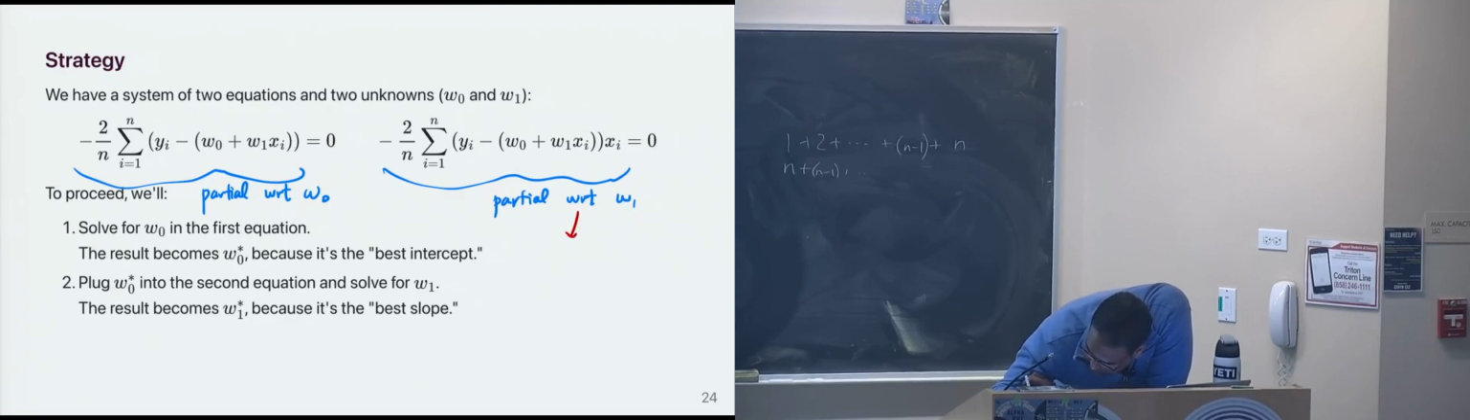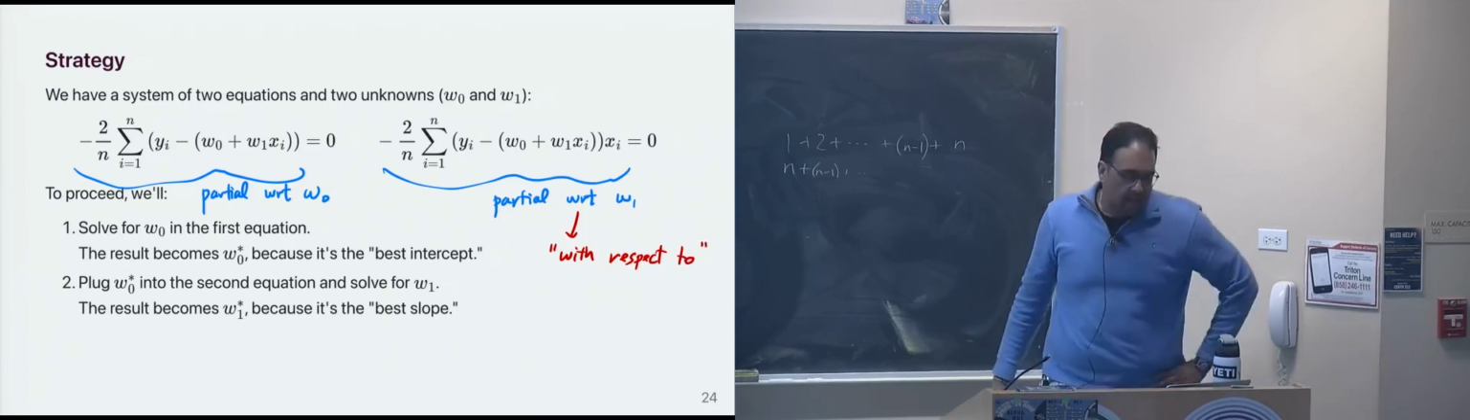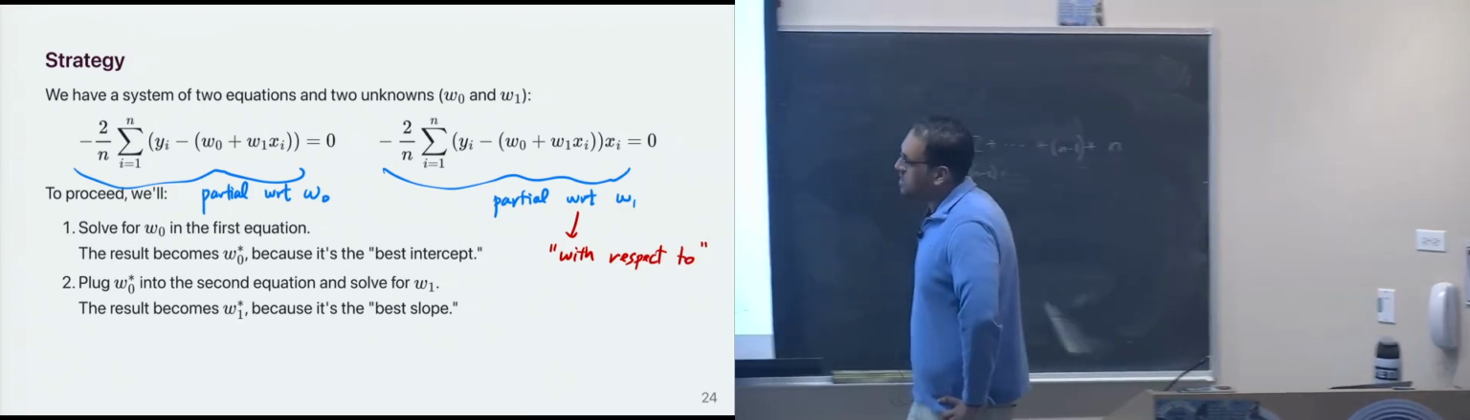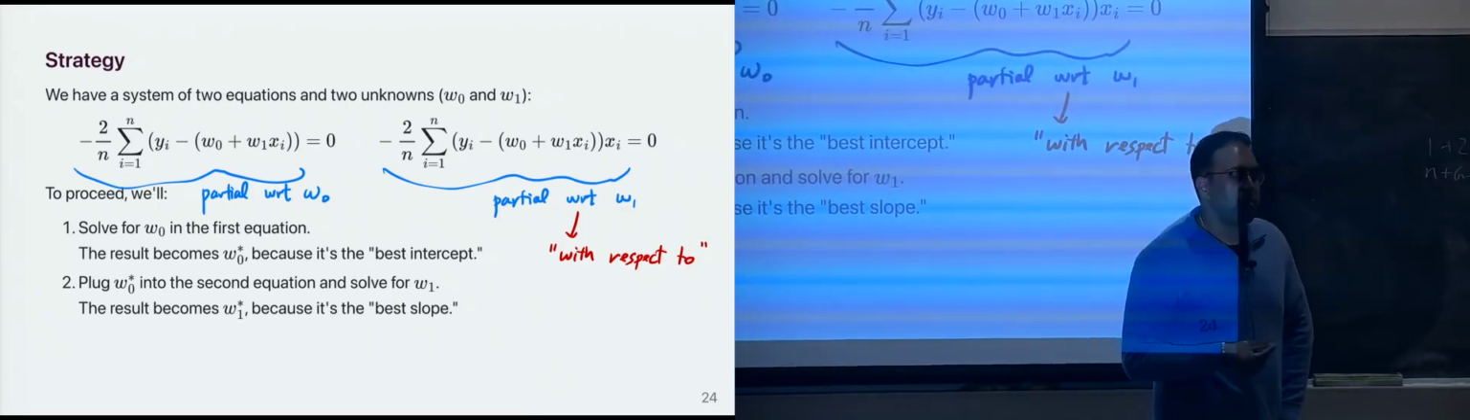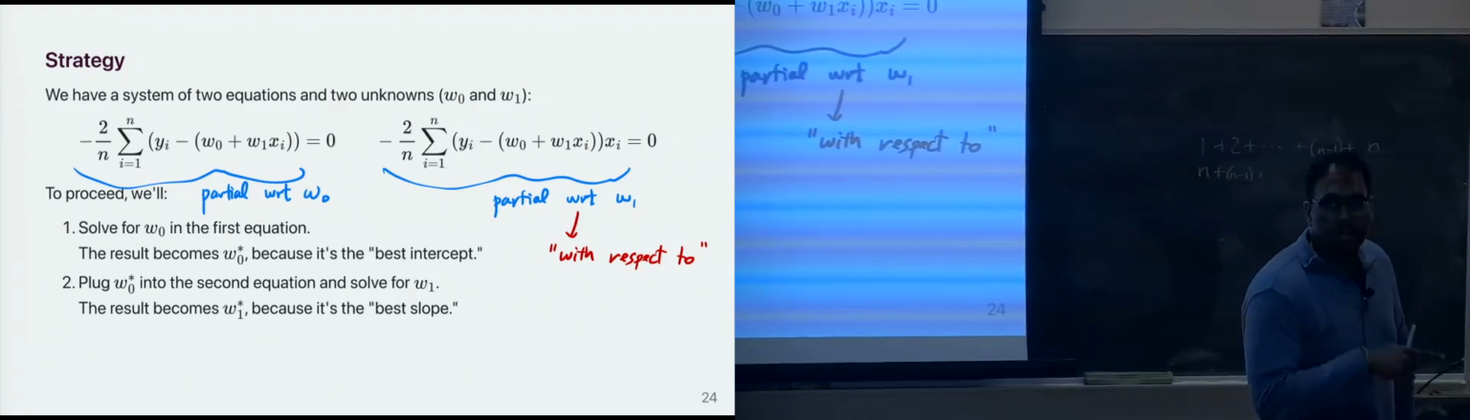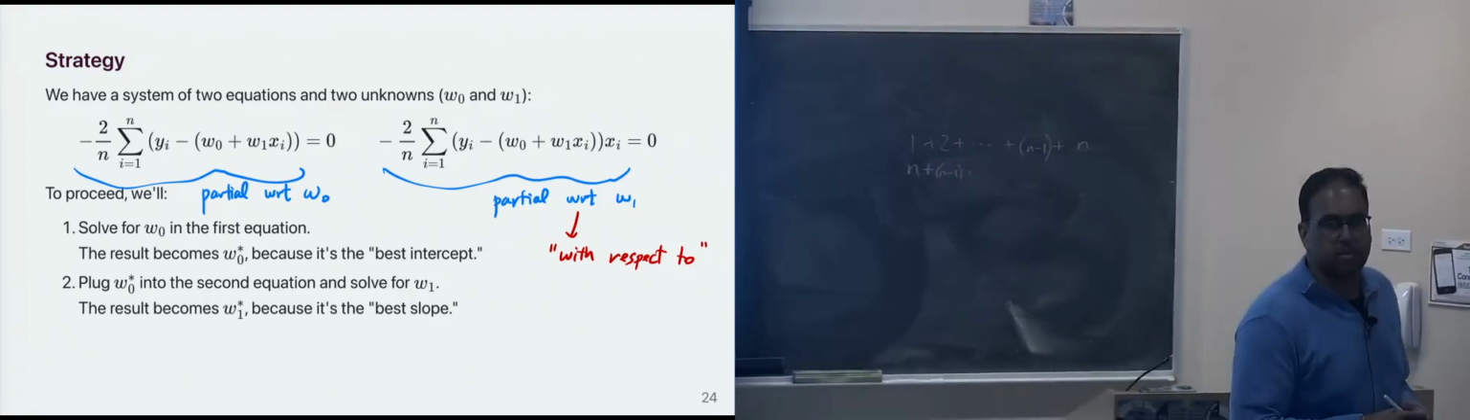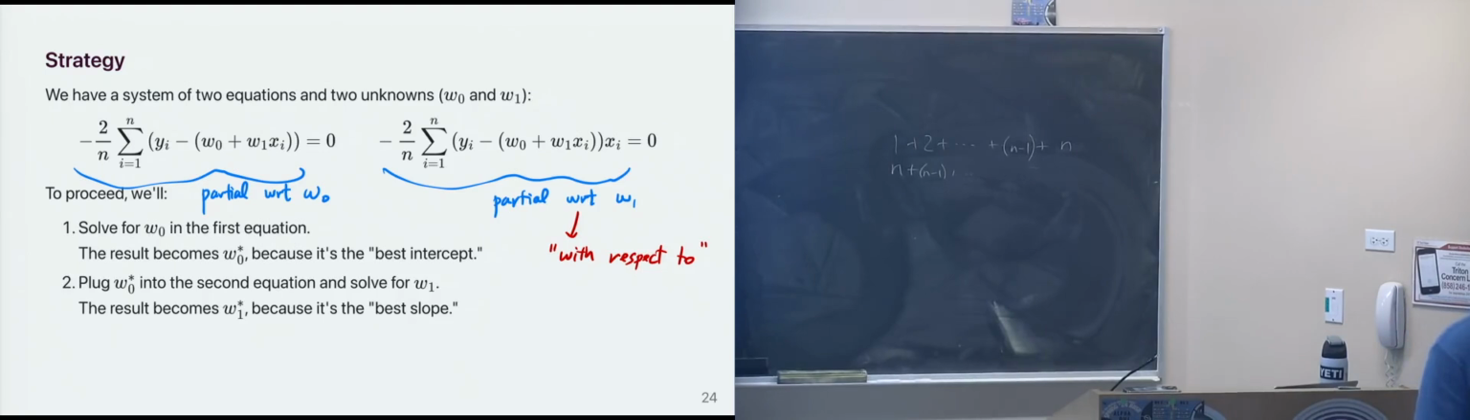WRT here, as I'm saying, means with respect to. Okay, and so the plan now is to set both of these partial derivatives equal to 0 and find the combination of W0 and W1 that satisfy this system of equations, right? It's two equations and two unknowns.